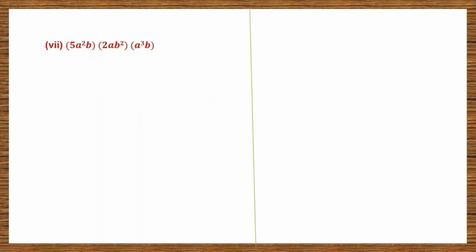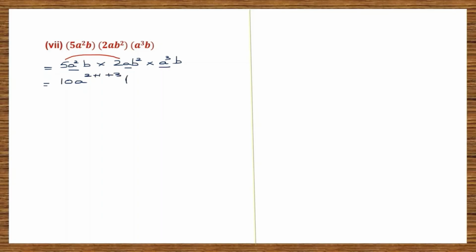So this is our answer, 20x raised to the power of 3. Question 7. Here we have 5a square b into 2ab square into a to the power of 3 and b. So again, let's multiply the numbers first. No sign, so we'll keep it the same, it's a plus sign. 5 2s are 10. So here we have 10. Now let's look at a. Here we have 2, then here we have 1, so plus 1, and here we have 3, plus 3.